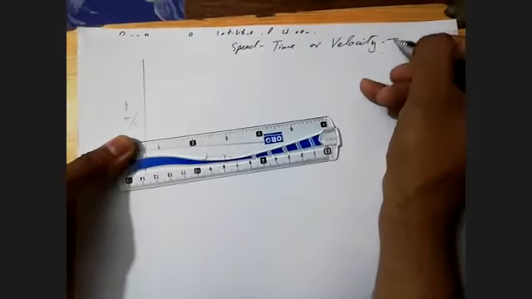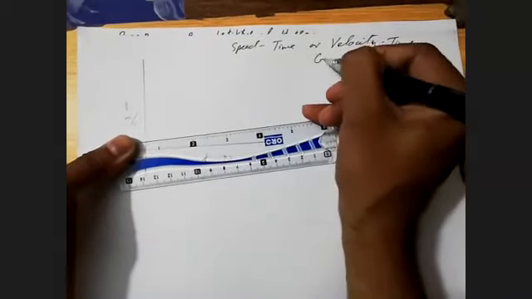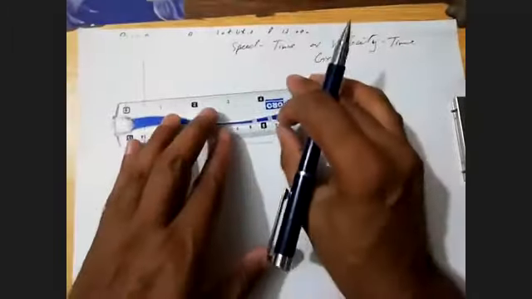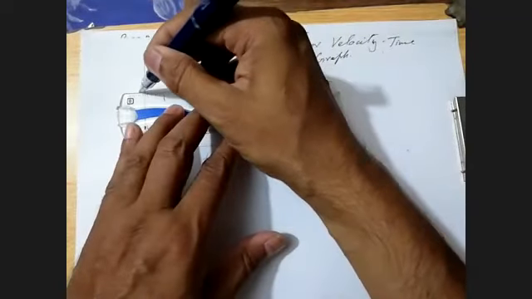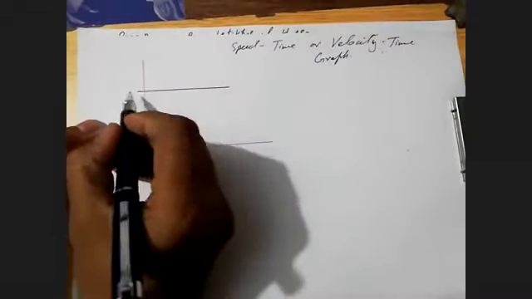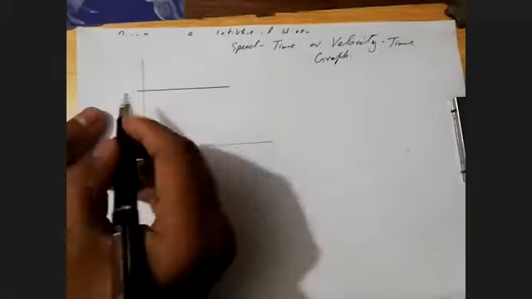Remember, this is a speed-time or velocity-time graph, so that you are not confused that we are talking about speed-time and velocity-time graphs. For example, if I draw this line, say this is the line, which type of velocity is shown? Can you tell me?